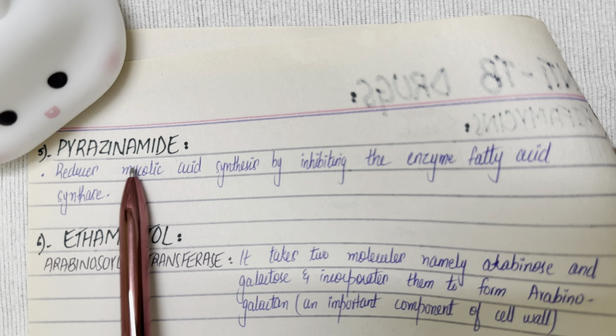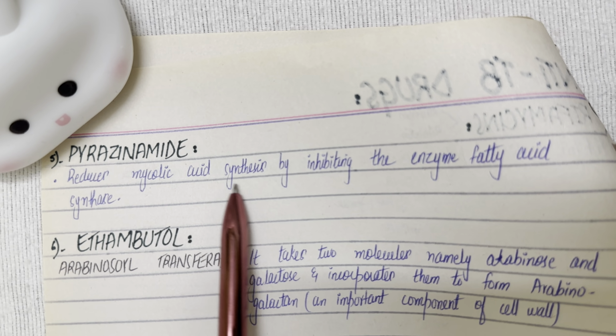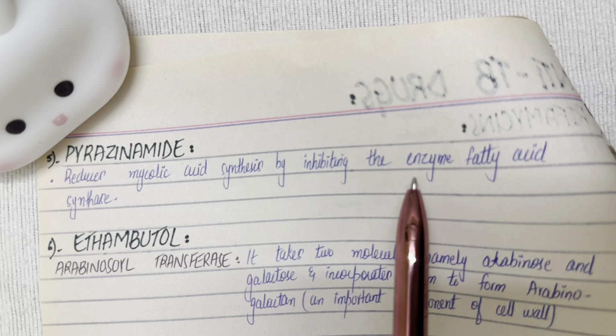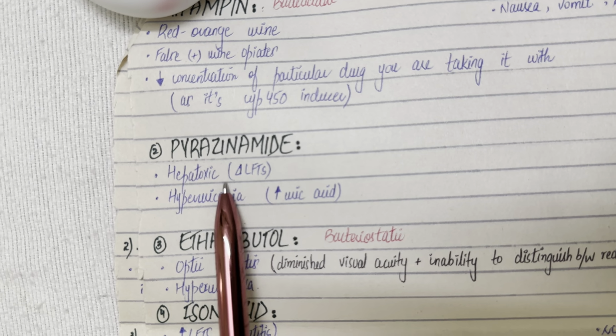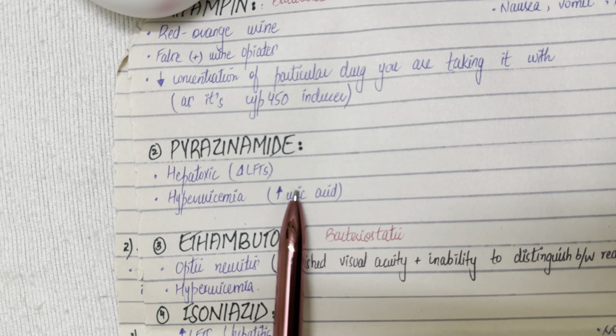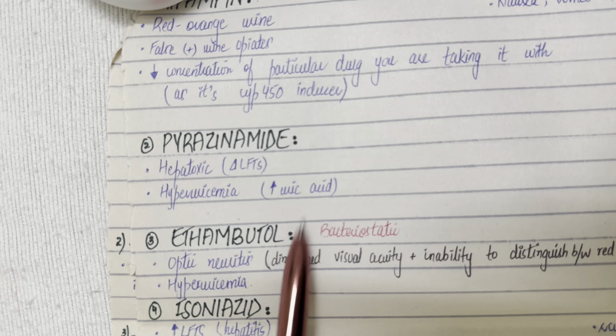The next drug is pyrazinamide. The mechanism of action is that it reduces mycolic acid synthesis by inhibiting the enzyme fatty acid synthase. The adverse effects of pyrazinamide are that it is hepatotoxic and it causes hyperuricemia, that is, it increases the uric acid.